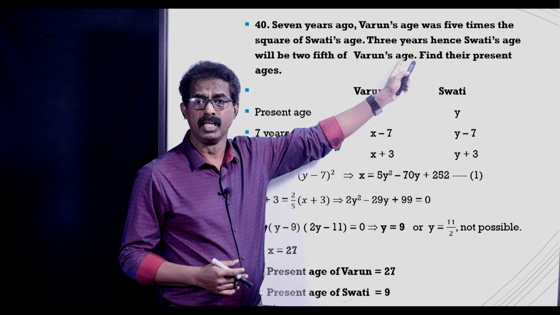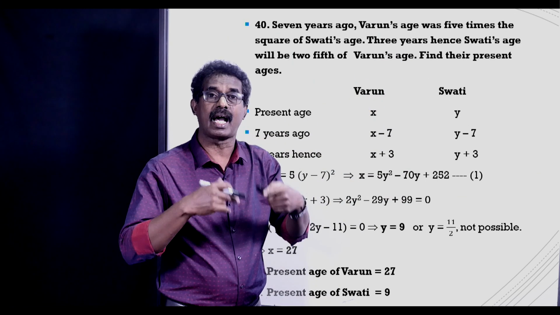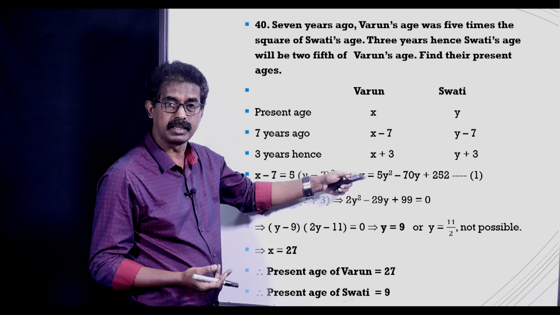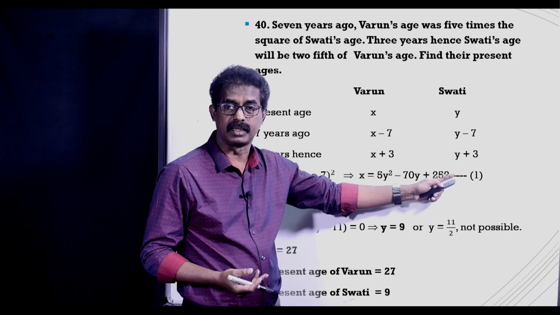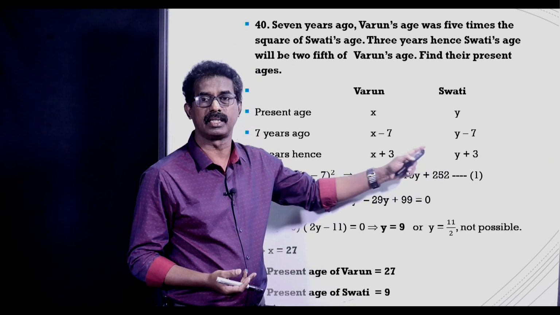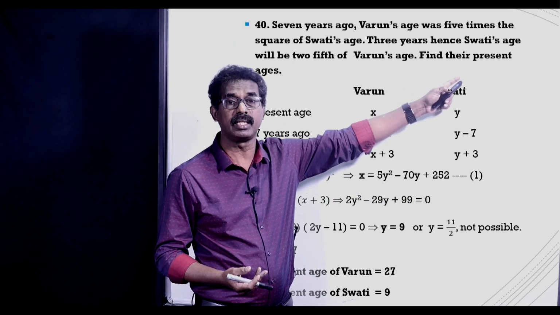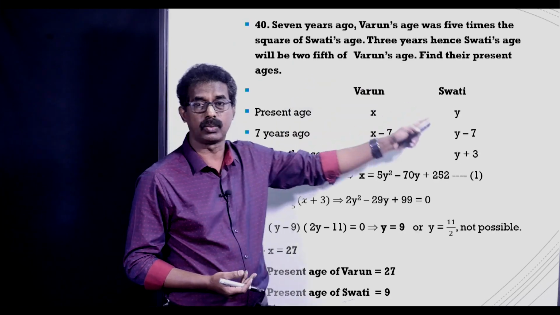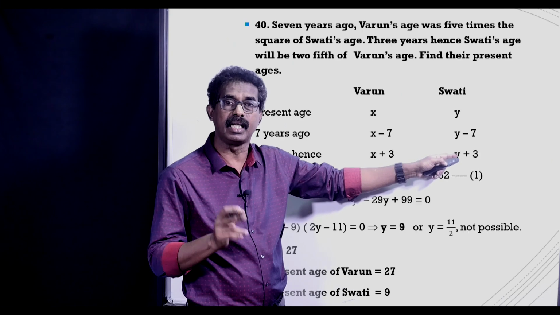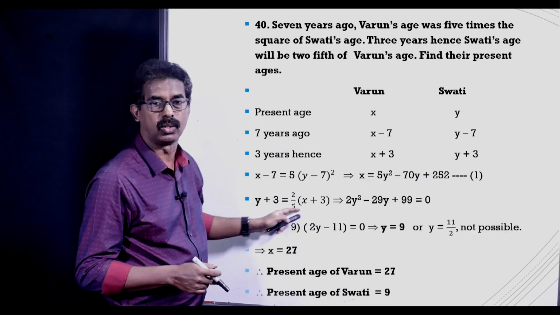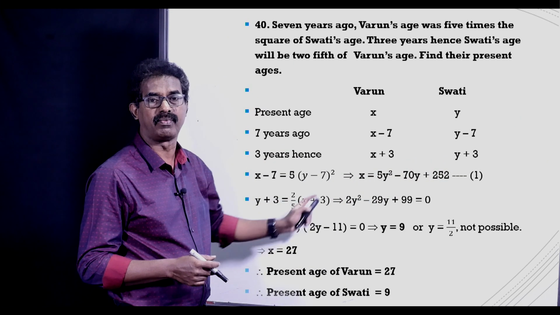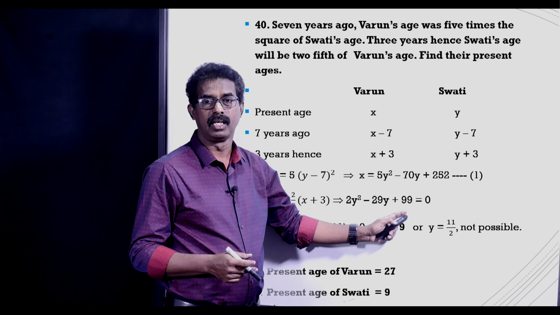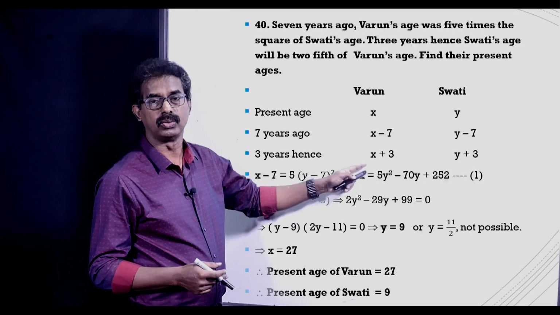Then one more thing: 3 years hence means after 3 years. So we add 3, right? So x becomes x plus 3 and y becomes y plus 3. And there they gave some relation. What relation did they give? 3 years hence Swati's age will be 2/5 of Varun's age. Swati's age is y plus 3, which is 2 by 5 of Varun's age. What's Varun's age? x plus 3. So you are getting another equation and you can solve these two equations.